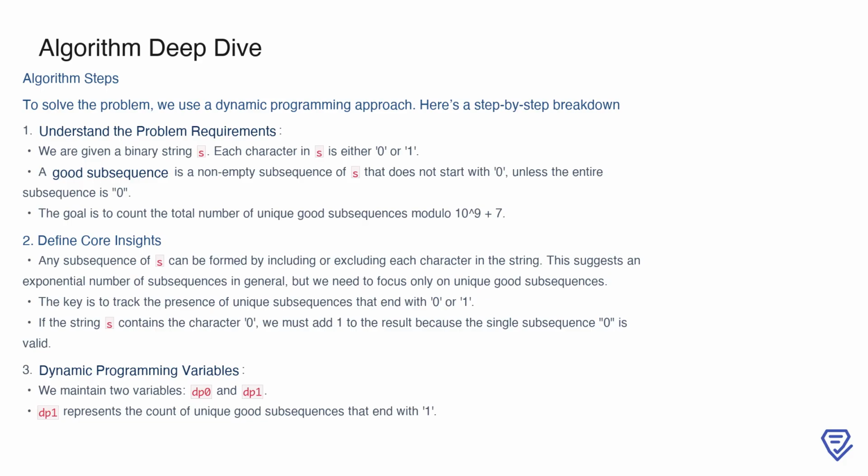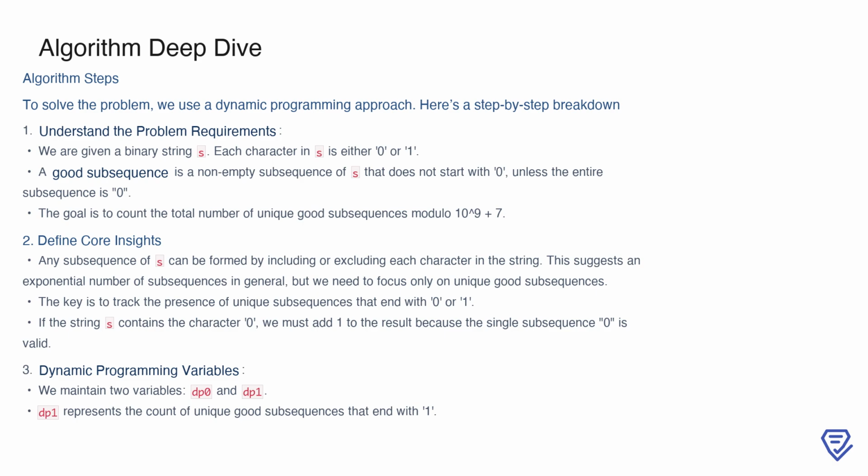Now, to break this down, we start by observing that any subsequence can be formed by including or excluding characters from the string, which generally leads to an exponential number of possibilities. However, to focus on unique good subsequences, we strategically track subsequences that end with 0 or 1 separately. If the string contains the character 0, we also include the single subsequence 0 as a valid result.